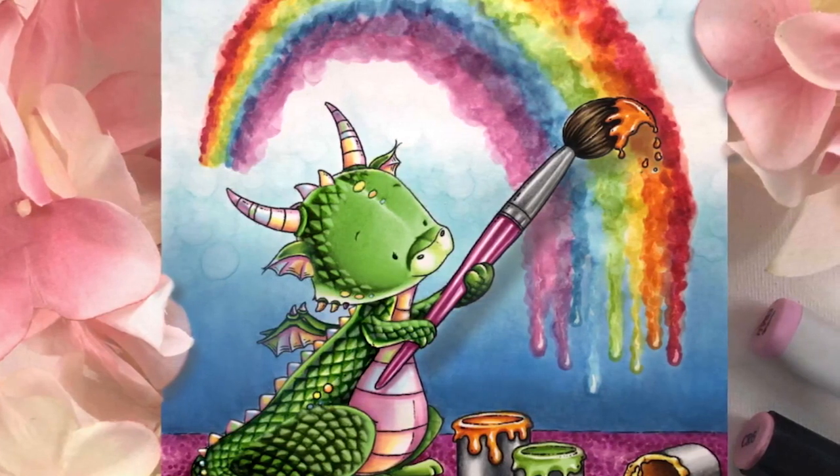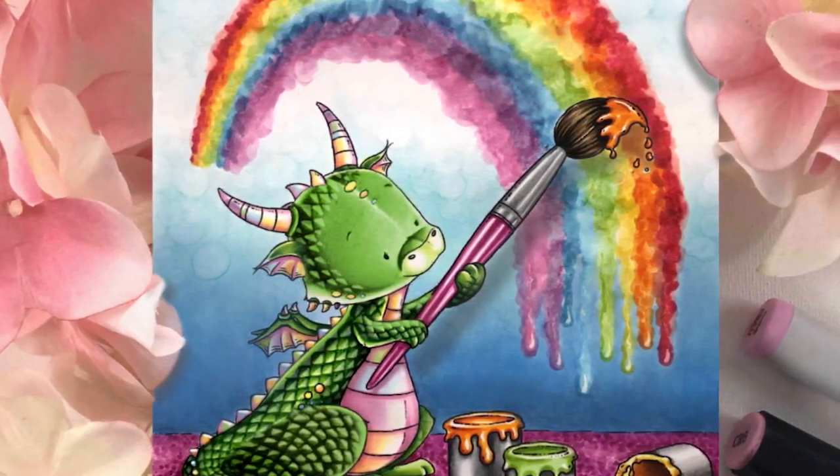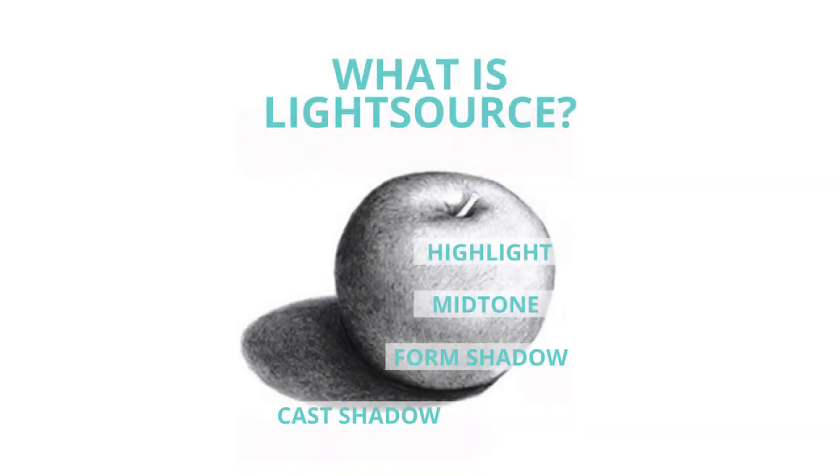To help explain what I mean by that, let's first break down what light source is and why it's important. When colouring any object, we really do have to keep in mind light source. Light source is anything that makes light in our scenes and must be present for an object to be seen. It's what determines the light and shade on an object.